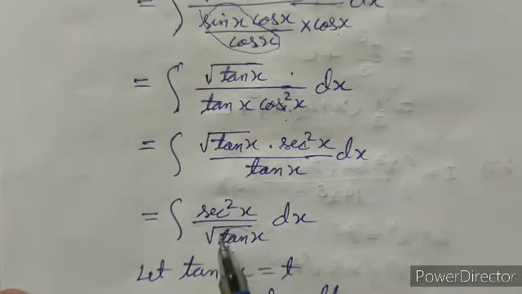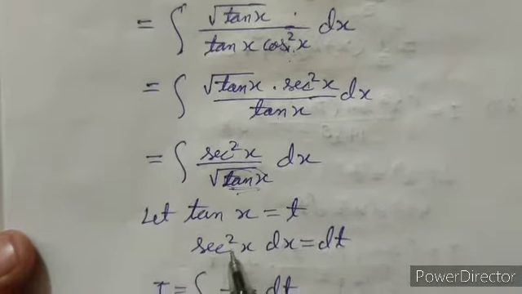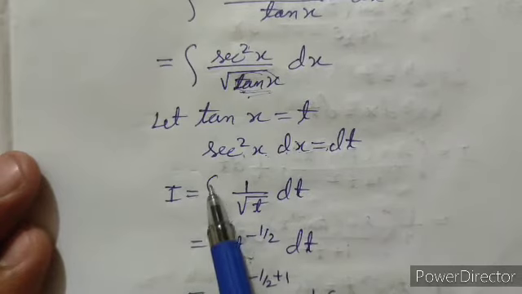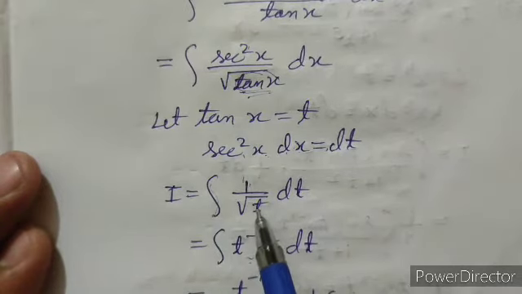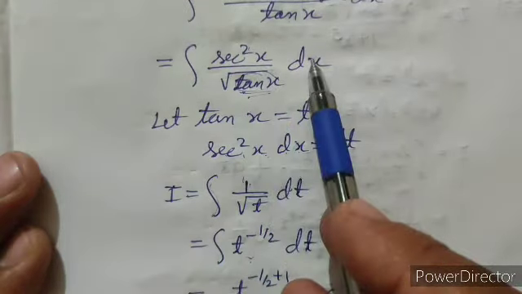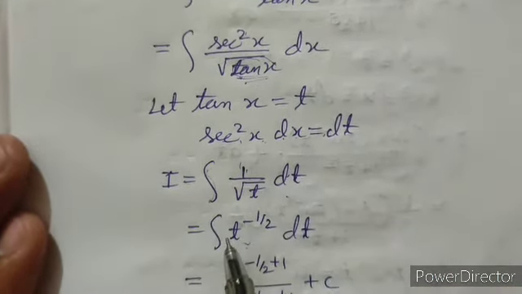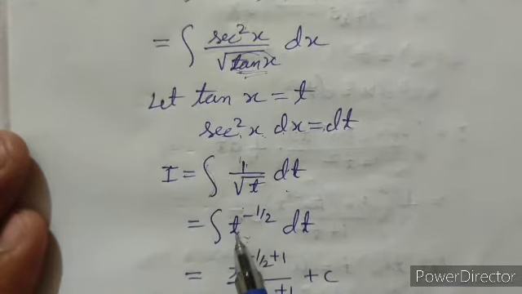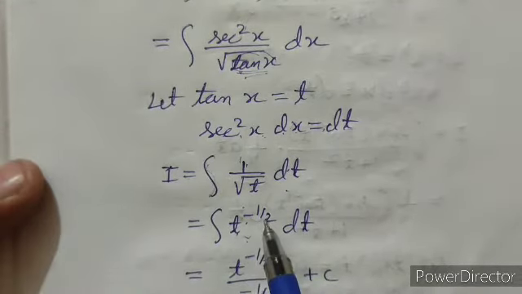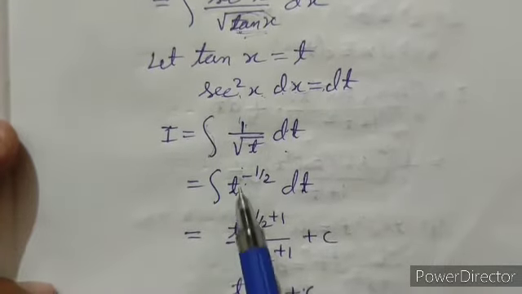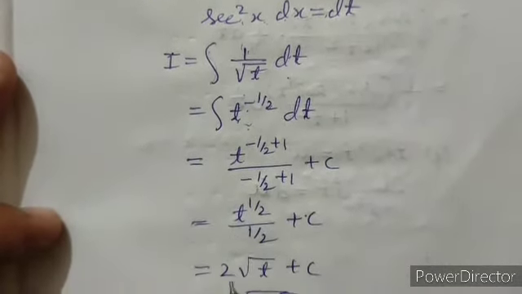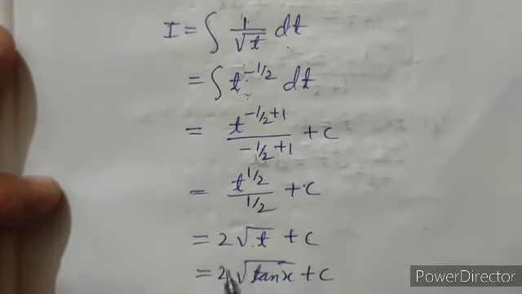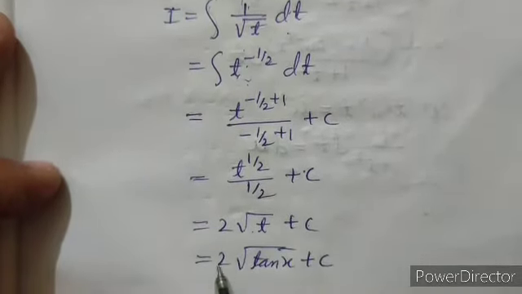Now here, as we know, derivative of tan x is sec square x, so we will take tan x as t to give us sec square x dx as dt, and so our integral will be equal to integral of 1 upon root t dt. 1 upon root t can be written as t raised to power minus 1 by 2, and integral of t raised to power minus 1 upon 2 will be 2 root t plus c, and on putting the value of t we will get the integral as 2 root tan x plus c.